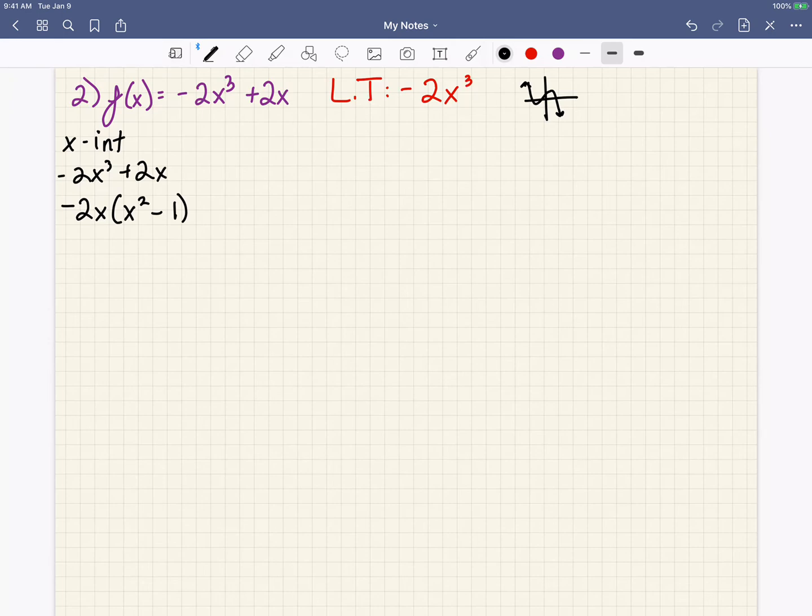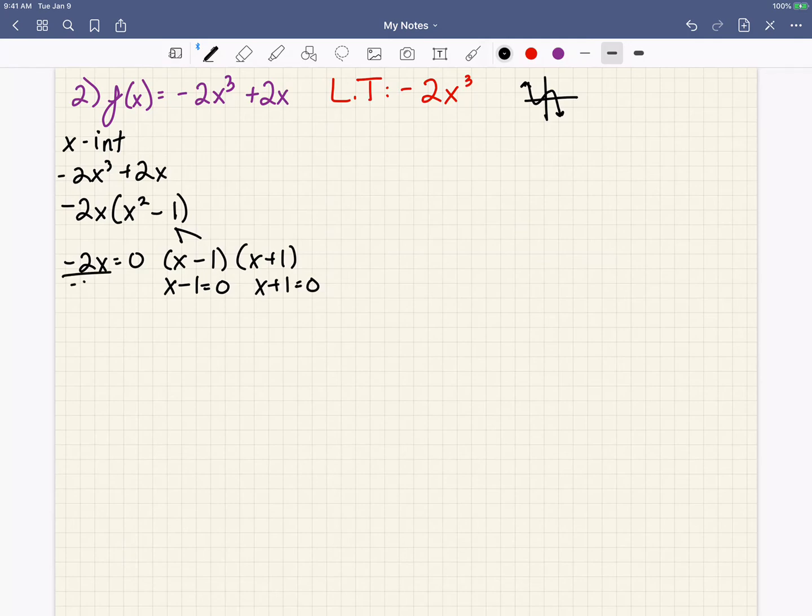Remember, I have to change the sign so it matches. If I distribute that negative 2, how do I get back to that positive 2? So now I can do negative 2x equals 0. And my x squared minus 1 is actually going to factor into x minus 1, x plus 1. So those are also going to be x minus 1 equals 0, x plus 1 equals 0.